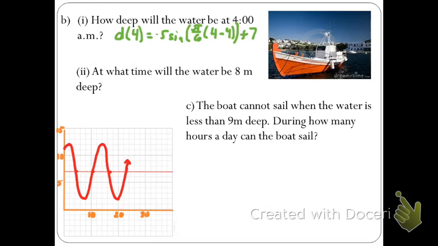plus 7. Now you can use your calculator to evaluate that, but actually you shouldn't need to, because the 4 minus 4 is going to be 0. 0 times pi over 6 is 0, and the sine of 0 is 0, and -5 times 0 is 0. 0 plus 7 is 7. So we know at 4 a.m. the water level is going to be 7 meters.